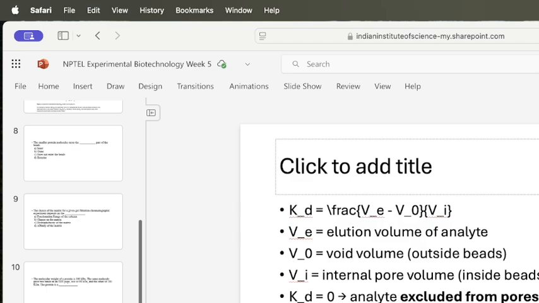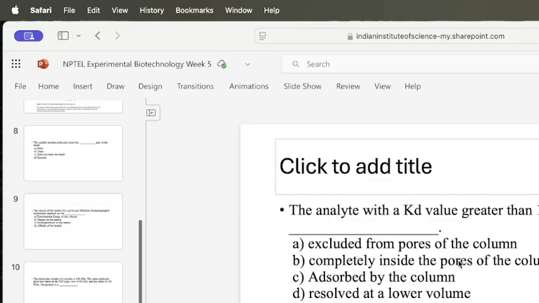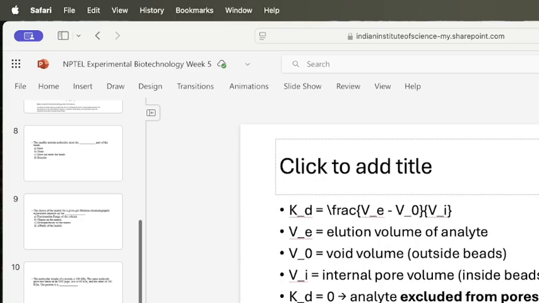That is, your protein is within the pores. What they ask here is, what does it mean if KD is greater than 1? If KD is greater than 1, then elution volume is greater than the internal volume.